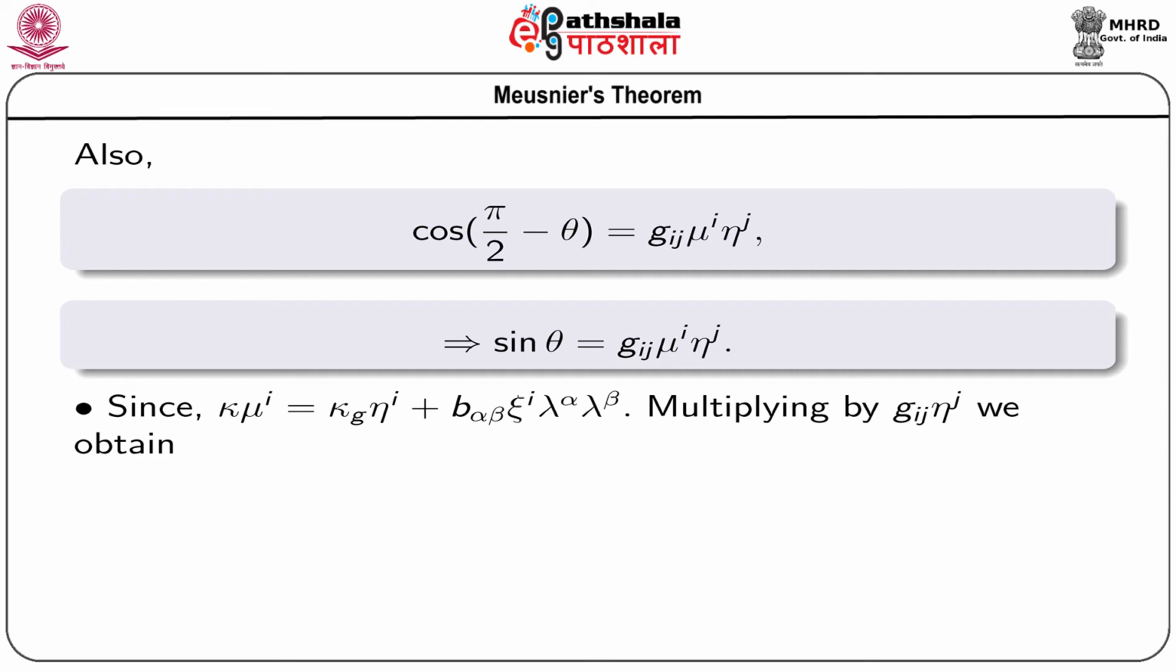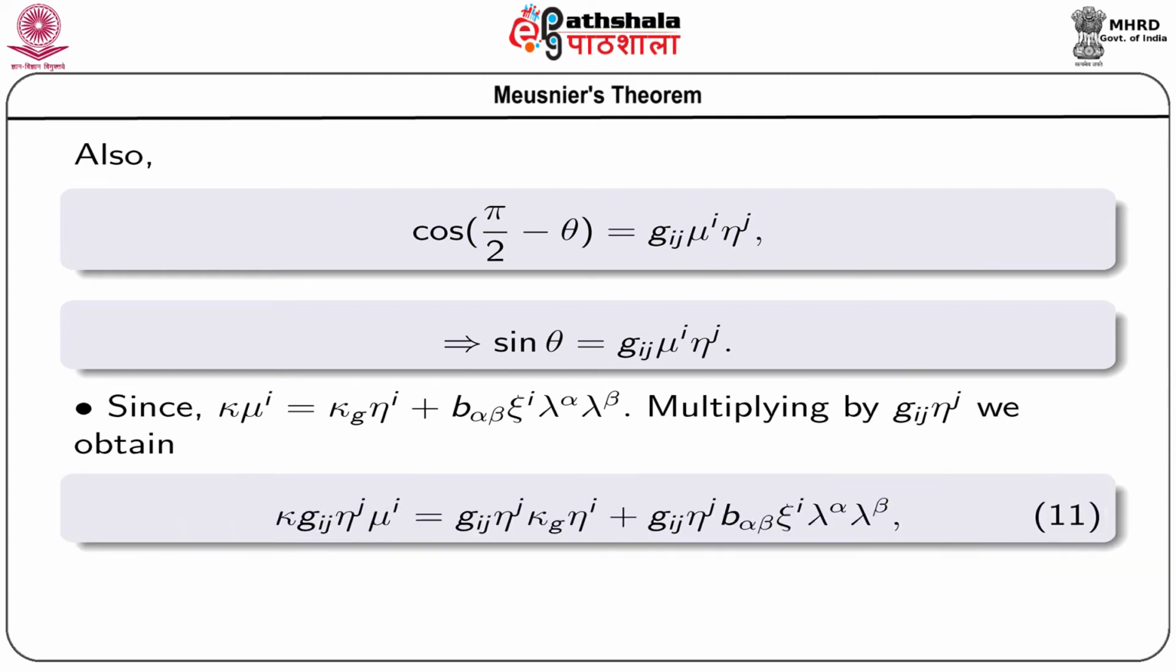Now, we have this relation that kappa mu^i equals kappa_g eta^i plus b_alpha beta xi^i lambda^alpha lambda^beta. From equation 7 we got this relation. Now, multiplying both sides by g_ij eta^j, we obtain kappa g_ij eta^j mu^i equals g_ij eta^j eta^i kappa_g plus g_ij eta^j b_alpha beta xi^i lambda^alpha lambda^beta.